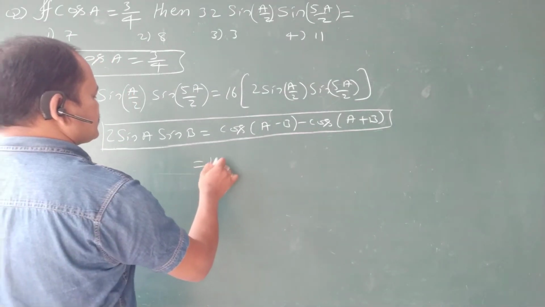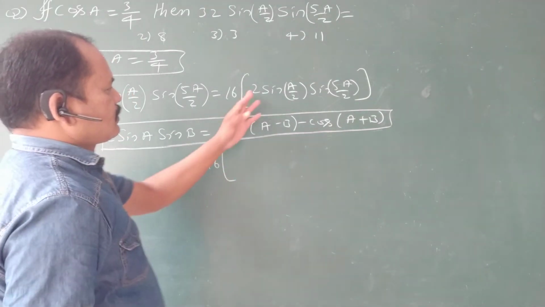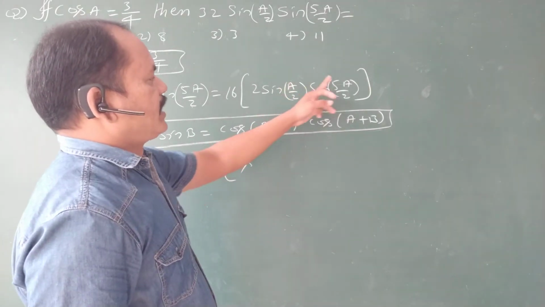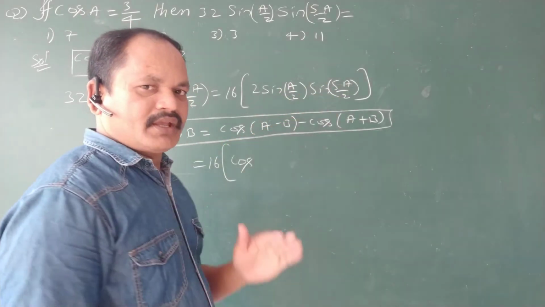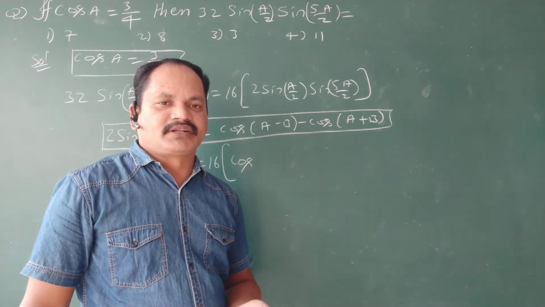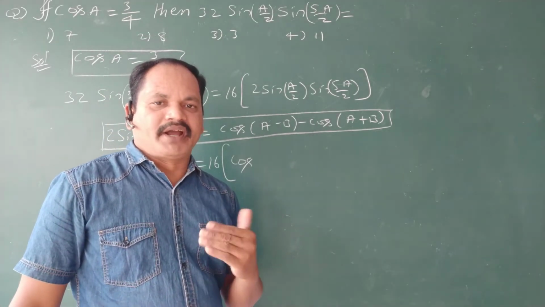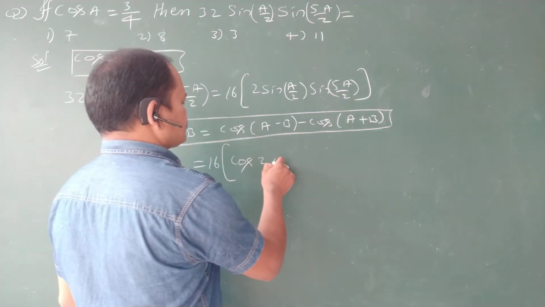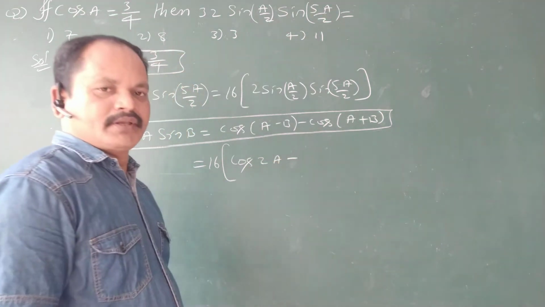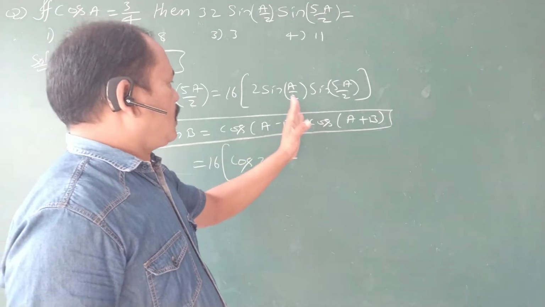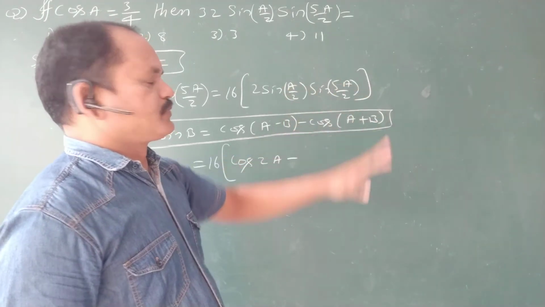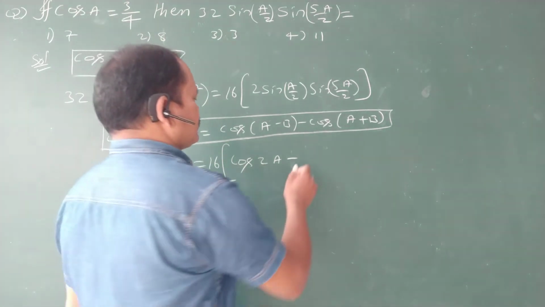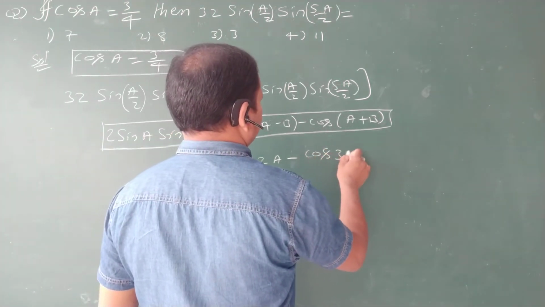That's why this is 16 times of cos (A minus B). Here A by 2 minus 5A by 2 is nothing but minus 4A by 2, which is minus 2A. So cos of minus 2A is cos 2A. Minus cos (A plus B): A by 2 plus 5A by 2 is 6A by 2, which is nothing but 3A. That's why it is cos 3A.